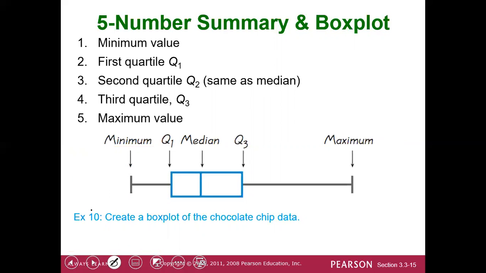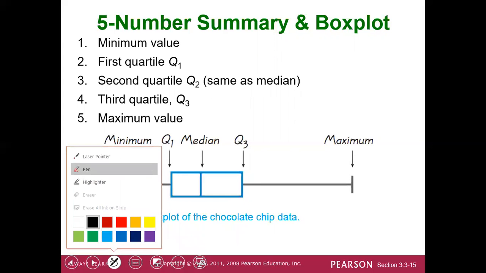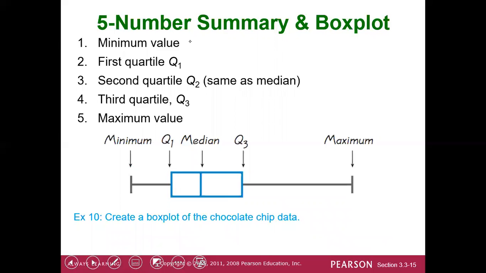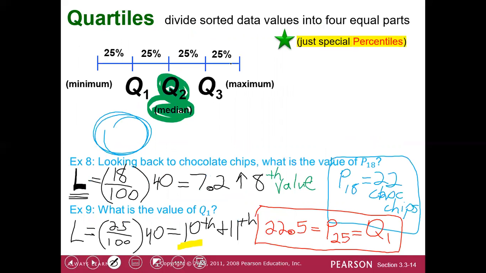So for number 10, make a box plot of the chocolate chip data. So I need the minimum value, which if you look back to the data, the lowest value was 19. I need quartile 1. We just calculated that on the previous page. That was 22.5. We need quartile 2, which is the median. So let's go back to the data.